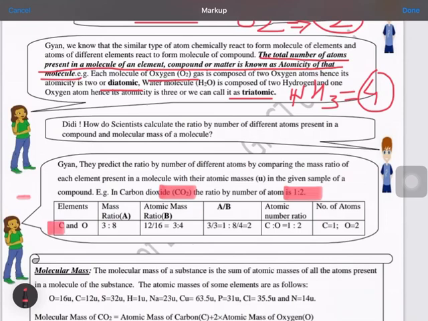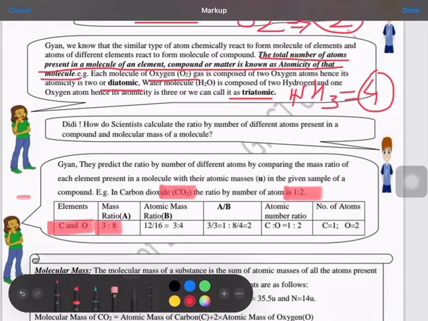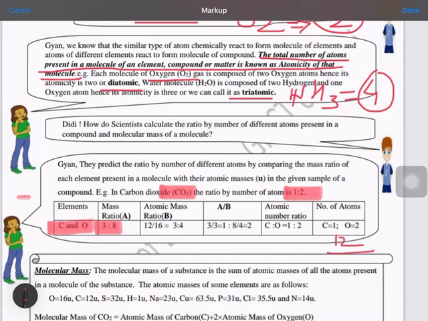You can see the carbon and oxygen mass ratio is 3:8. How did we get 3:8? The carbon atomic mass is 12 and oxygen is 16, but we have 2 atoms, so it will be 32. We take a common factor 4 and divide by 4. 4 3s are 12 and 4 8s are 32, so we get the least numbers 3:8 for the mass ratio.